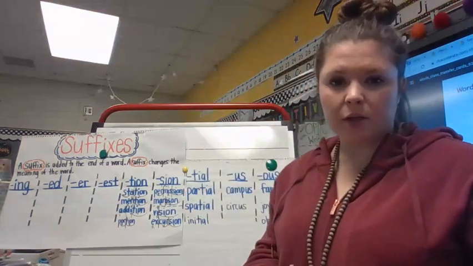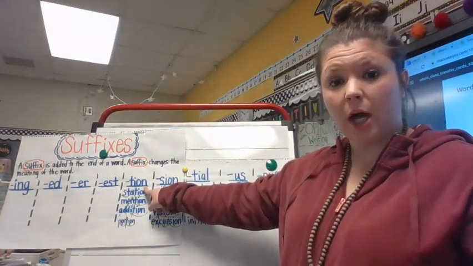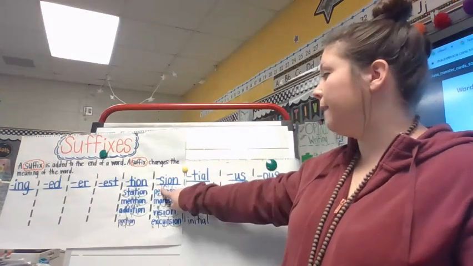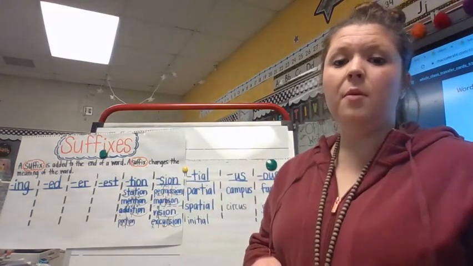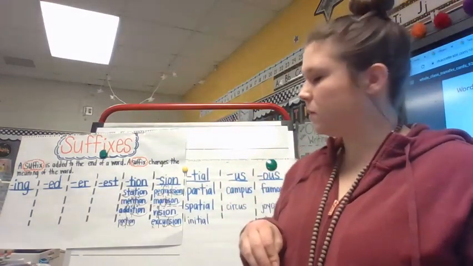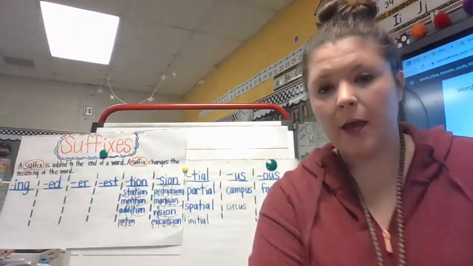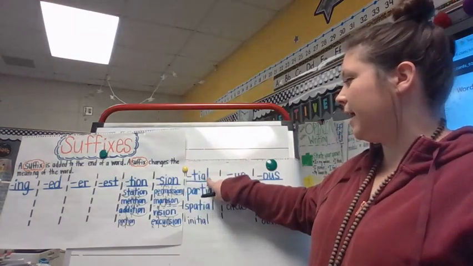This week, we've learned some new suffixes. Tion, which says shun. Sion, which can say shun behind the consonants l, n, or s, and zhun behind vowel sounds. Today, we're going to learn about a new suffix. The new suffix that we're going to learn about today is tial.